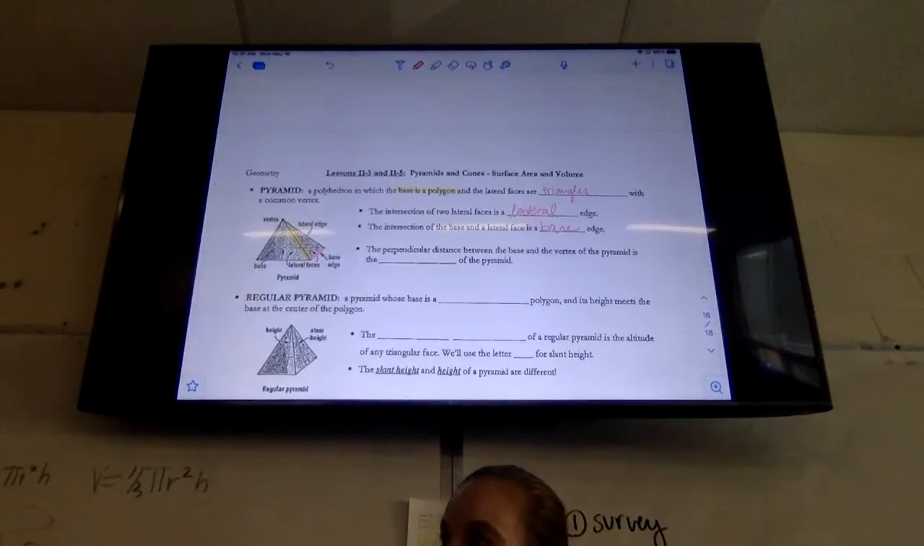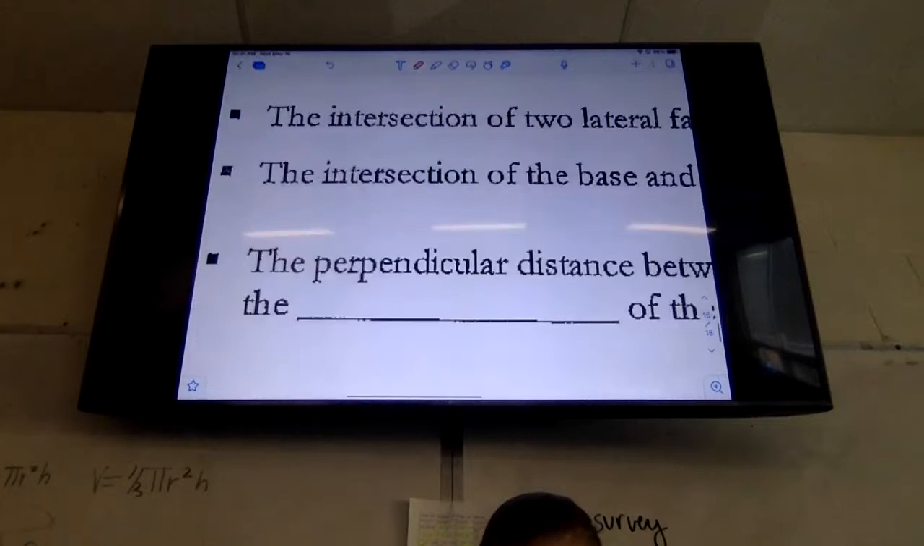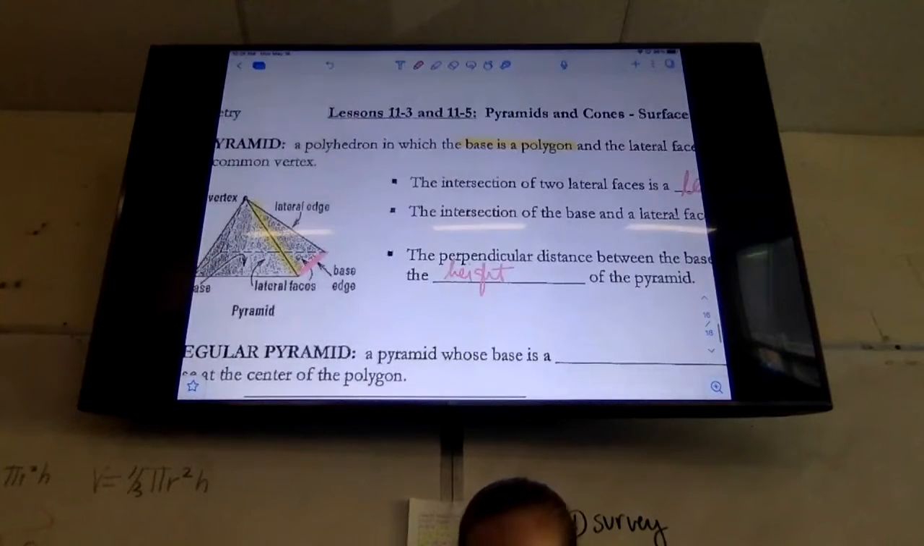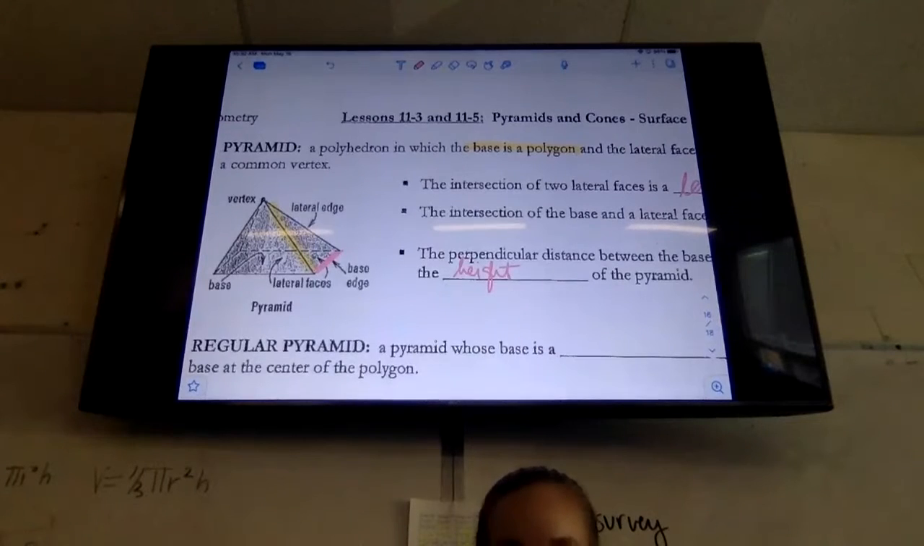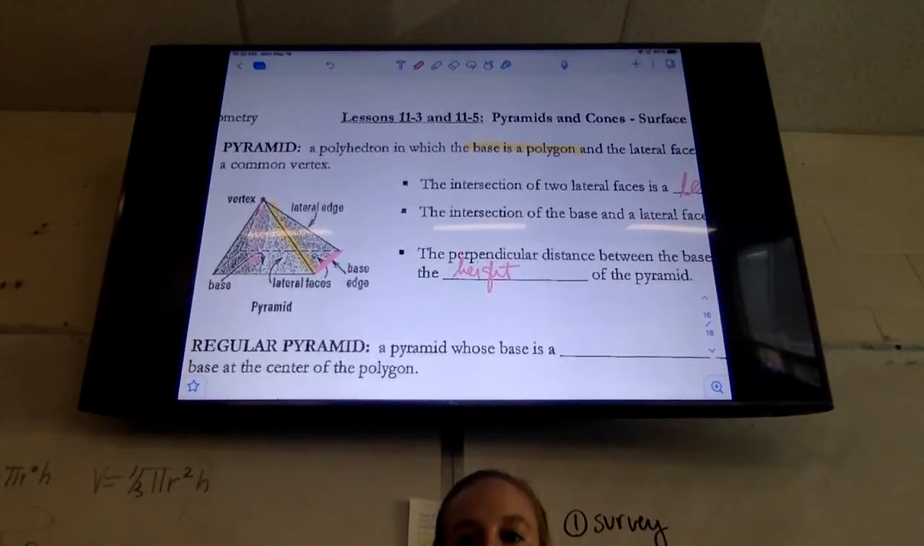The perpendicular distance between the base and the vertex of the pyramid is called the height of the pyramid. Now this is kind of a slanty pyramid, which means that when I draw my height, it doesn't go directly to the center of the polygon, but the problems that we will be doing will all be right in the middle and go straight to the center of the polygon. So from the vertex to a point on the polygon as the base is my height, and it is perpendicular, so there's always a right angle there.